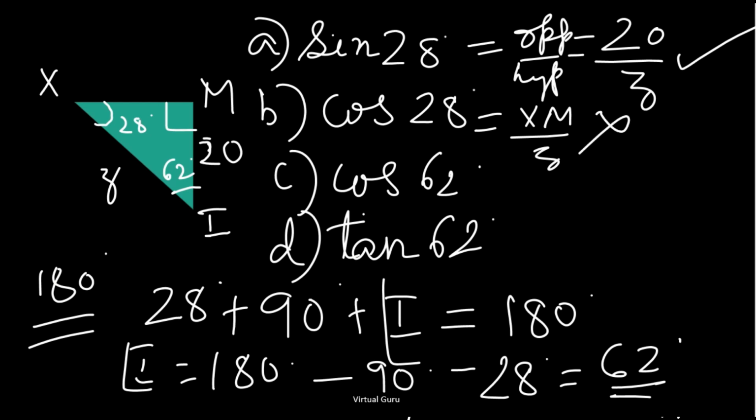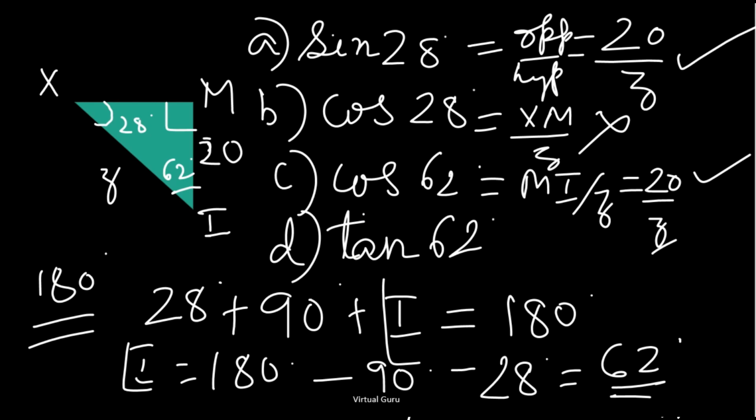No. Now cos 62. See, this is 62. What is the adjacent side to this? It is 20, that is MI. Then what is the hypotenuse side to the 62 degrees? That is Z. Do we know MI? Yes, it is 20 divided by Z. So if I bring Z to the left hand side and cos 62 to the denominator of the right hand side, 20 divided by cos 62, you can easily find Z, isn't it? So this is also applicable. Here there are two answers.